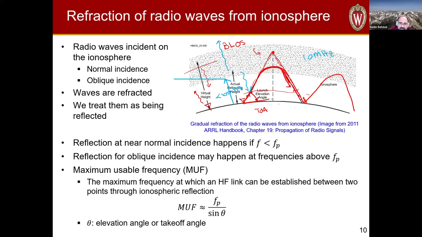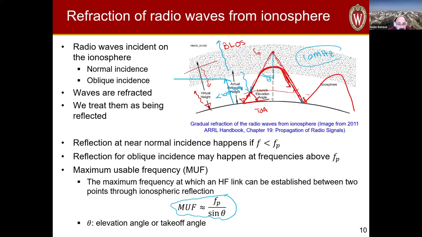On the other hand, if I launch my wave with an oblique angle of incidence towards the ionosphere, let's say the angle of incidence here is theta, then the wave can still be refracted back or reflected back towards the Earth even if the frequency of the wave is larger than 10 megahertz. This is a concept that we call maximum usable frequency. In other words, when you're launching a wave at an angle towards the ionosphere, the frequency of your wave doesn't necessarily have to be below the plasma frequency of the ionosphere.